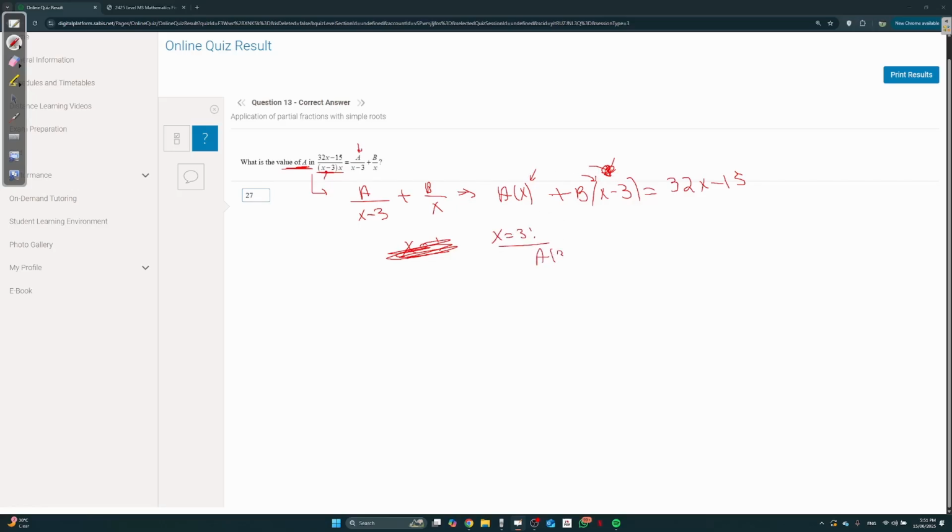So you're going to get a times 3 plus b into 3 minus 3 equals 32 times 3 minus 15. So this cancels. You're going to get 3a is equal to 32 times 3 is 96 minus 15 is 81. So you get a is equal to 27. Okay, perfect. Very easy. As you can see here, since I chose b 0, I cancelled out b and I found a first. If you ended up choosing 0 as x first before choosing x as 3, you're going to find b before you find a, which is going to waste you some time. Okay, so very easy.